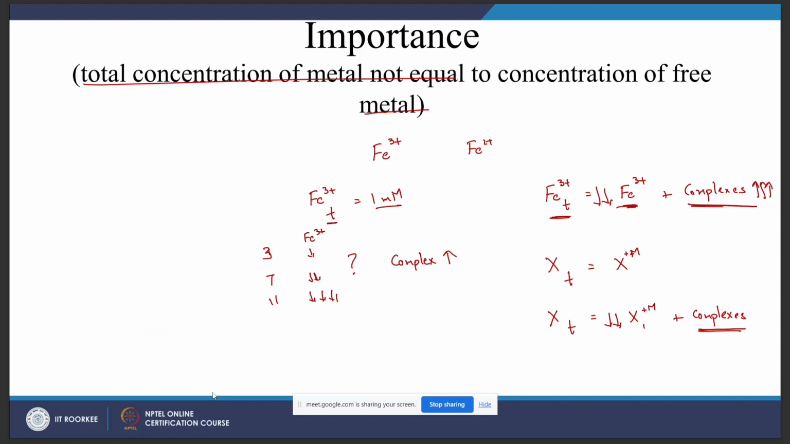So next we will see the importance of these complexes. As I said in the beginning, the concentration of a particular species of that metal will depend very much on the pH of the system.